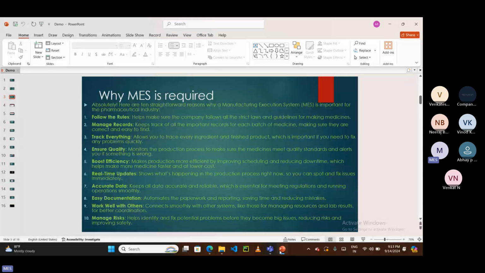Instead of that, why would I ask someone? I will go into MES and generate the batch record, and I can see what is currently going on with the batch, where my batch is, and what the exact status of the batch is.